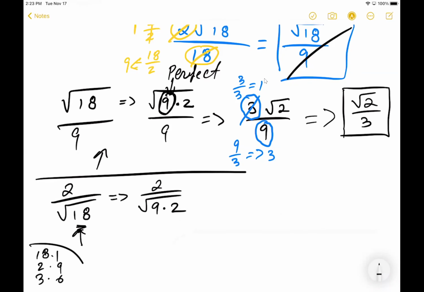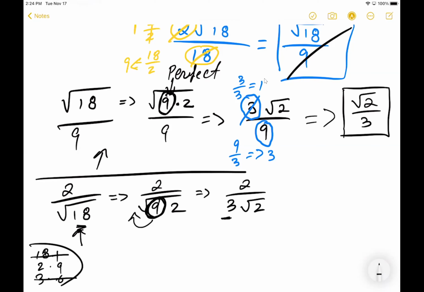Those are the multiples of 18, right? And none of these other pairs have a perfect square, so I don't need to break down a number that doesn't have a perfect square. Break down 9 because I know 9 is a perfect square. And if I break it down, do you see that I can take out this item here? I can take out a 3, right? A perfect square is 9, but inside a radical, I can only take out 3.